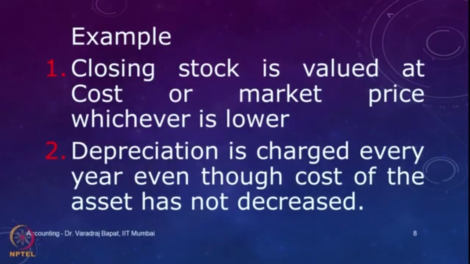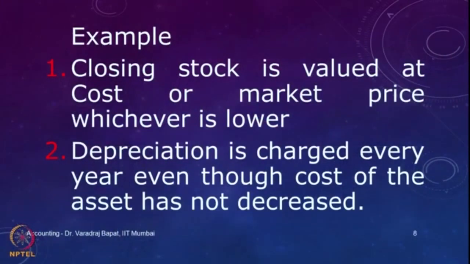So, accountants follow a very prudent path or a conservative path and normally assign a lower value when two values are available. We had seen two examples of this. One is because of the application of the concept of conservatism, the closing stock is to be valued at cost or market value, whichever is lesser. The second one was depreciation is required to be provided every year.